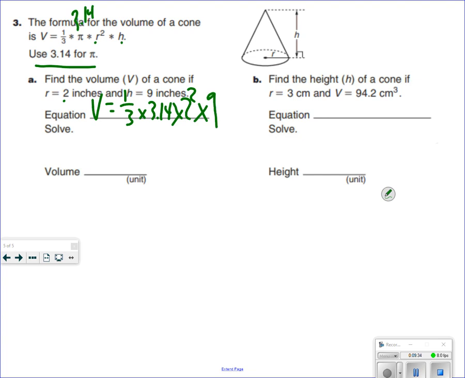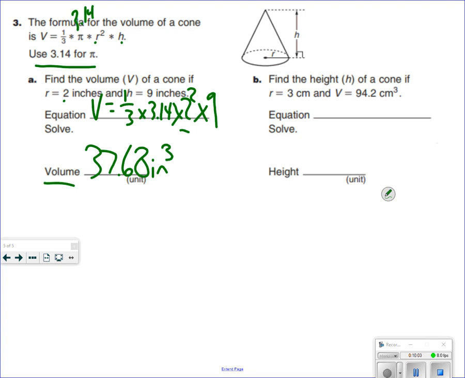Pretty simple. I'm going to go 1 divided by 3, because that equals 1/3. I'm going to multiply that by 3.14. I'm going to multiply that by 4, because 2 squared equals 4. I'm going to multiply that by 9, and my answer is 37.68 inches cubed because I'm dealing with volume.